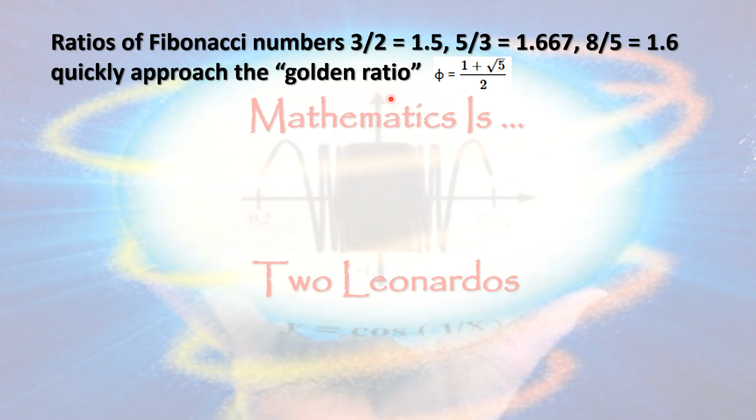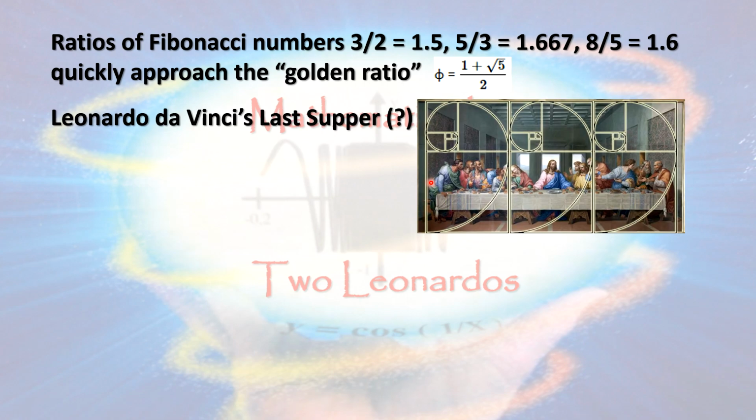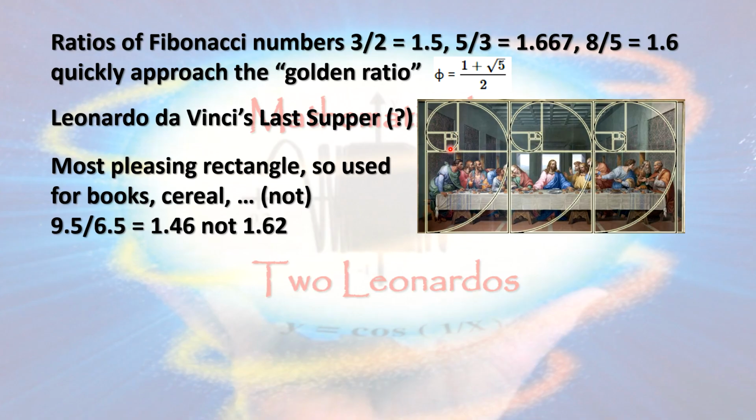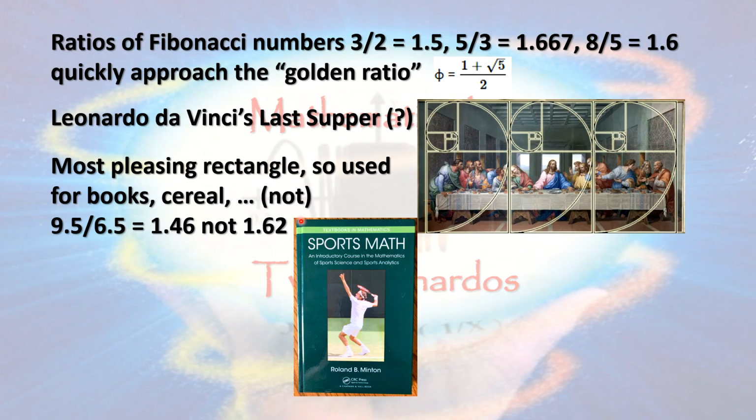It is said to be behind many architectural structures, for example, the Parthenon, and paintings. Leonardo DaVinci's Last Supper is famously described in the movie The Da Vinci Code. Notice the spiral on this overlay of the Last Supper. There is a large mythology around the golden ratio, so you may read such facts as books and cereal boxes are in the golden ratio because it is the rectangle that is most pleasing to the eye. If you like this idea, don't take out a ruler and check. You'll be disappointed. This book is 9.5 by 6.5, which is 1.46, a pretty long way from 1.62.